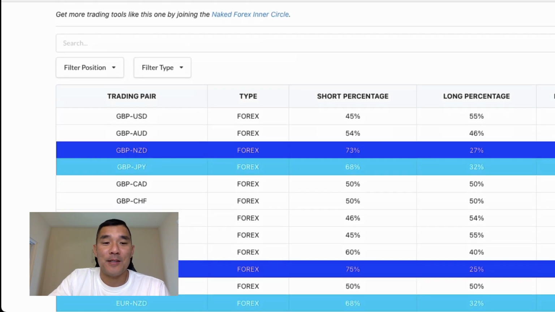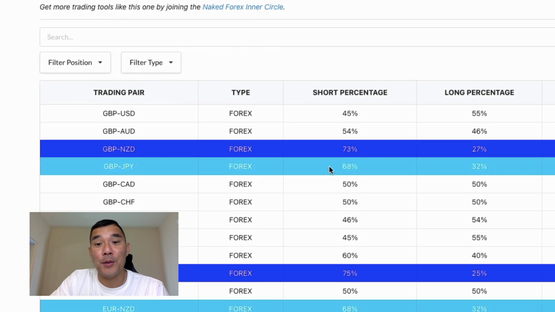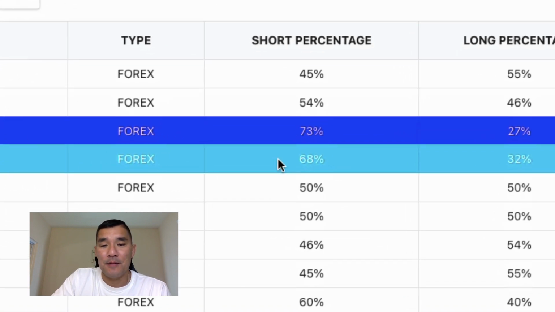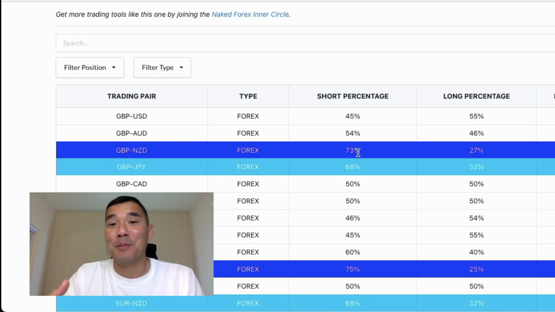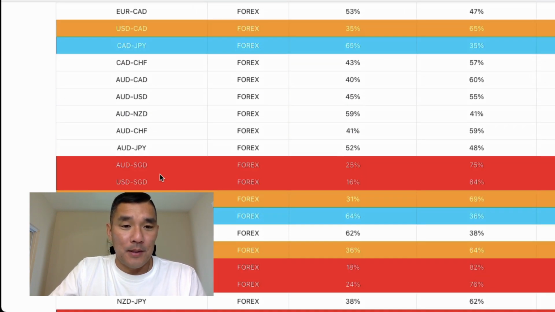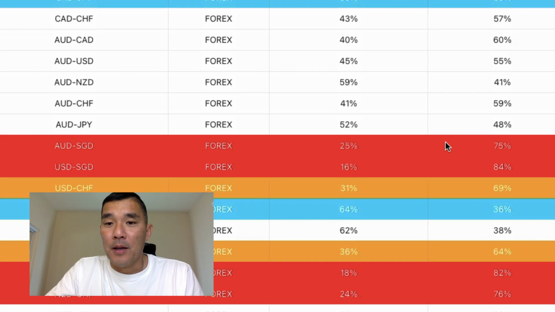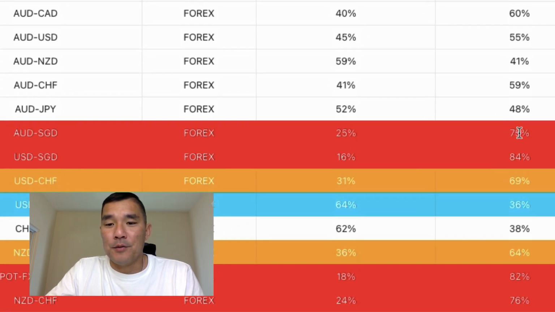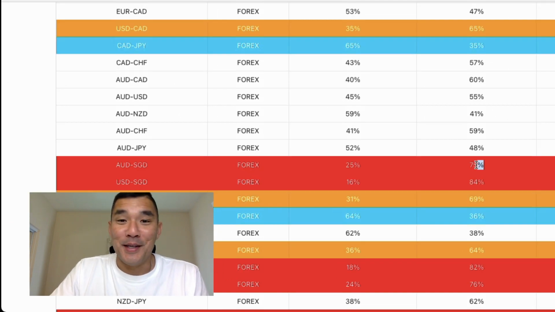So for example, with the pound New Zealand, most of the retail traders are short, so 73% short. So he might look for a good place to get long on the chart. However, if we scroll down and look at something like the Aussie Singapore dollar, 75% of retail traders are long. So he's going to look for an opportunity to go short.